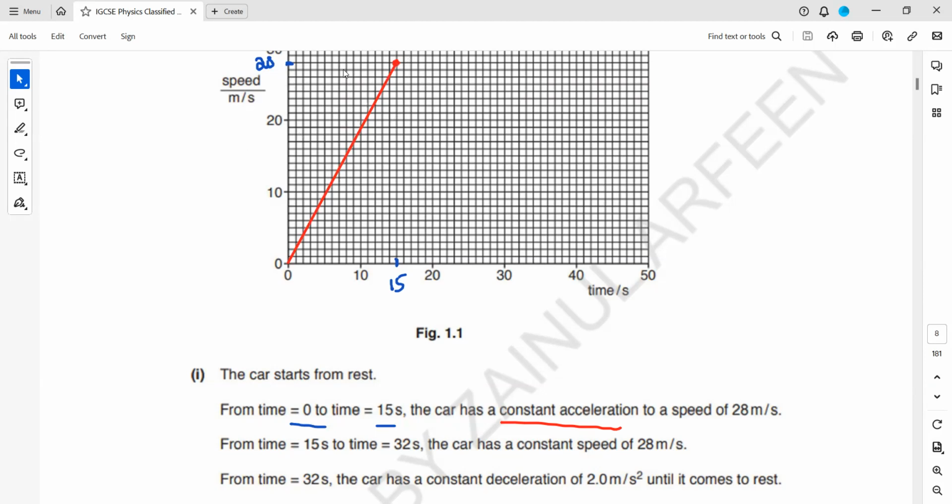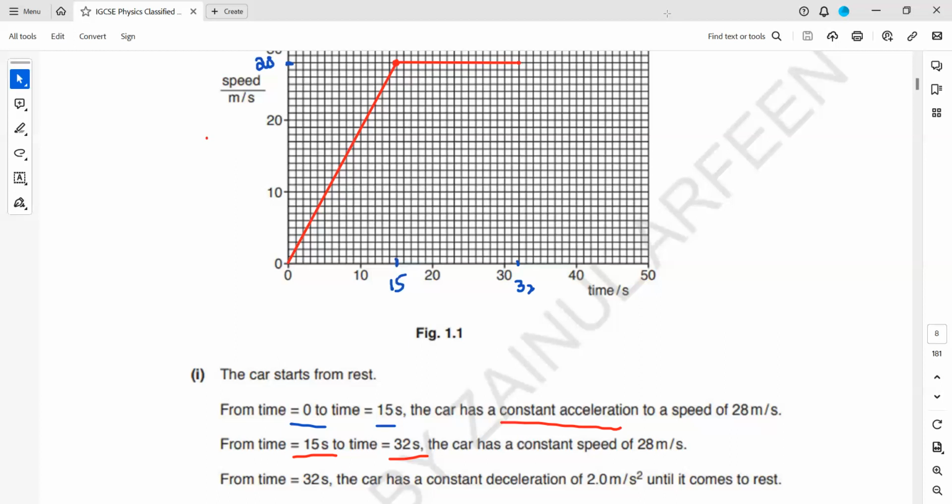Then from 15 seconds to 32 seconds, it has a constant speed. It does not change the speed. So from 15 to 32, so this is 32, the speed of the car does not change. It has a constant speed of 28. So we mark a point from 32 to where the speed is 28. And because the speed does not change, how do we represent a constant speed in a speed time graph? We represent it by a horizontal line.